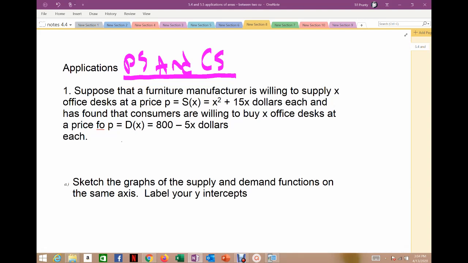Alright, applications of producer surplus and consumer surplus, which we'll do both by hand and on the calculator. You should know how to do both. If I ask you to do it by hand, you can, or if I tell you to use the calculator, you can do it on the calculator. We always do them together. We'll set up the producer and consumer surpluses together.